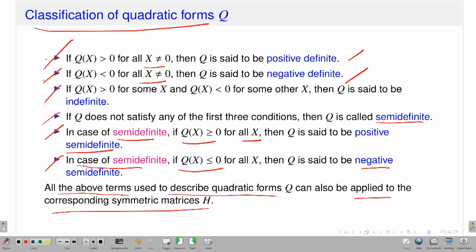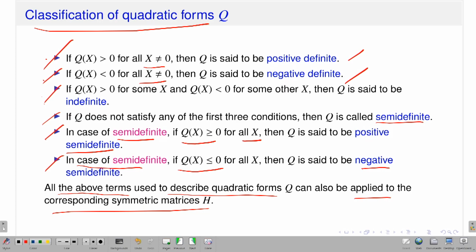Now, what does it mean? I am saying, how do I define the quadratic form? I am starting with a symmetric matrix, then I am associating a map Q, and saying that it is a quadratic form, and then I am saying that if Q satisfies this, then these things happen.